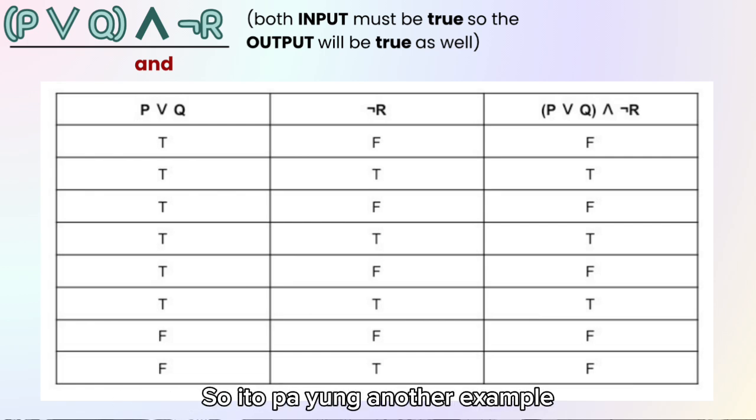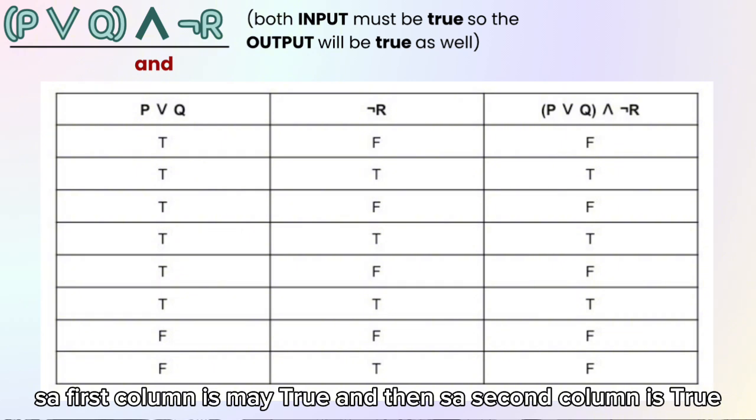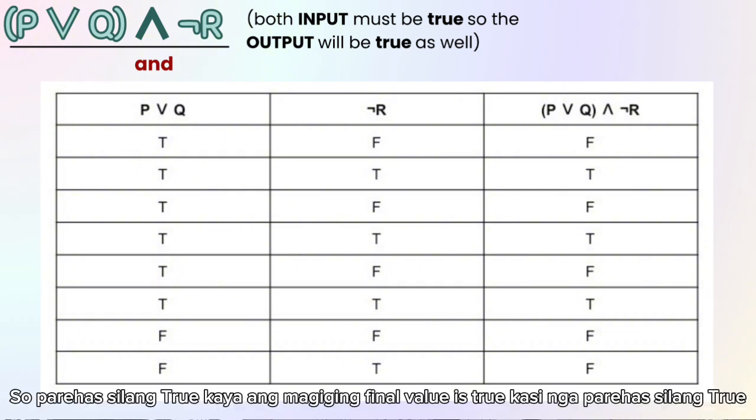So, ito pa yung another example. Sa first column is may true. And then sa second column is true. So, parehas silang true. Kaya ang magiging final value is true. Kasi nga, parehas silang true.